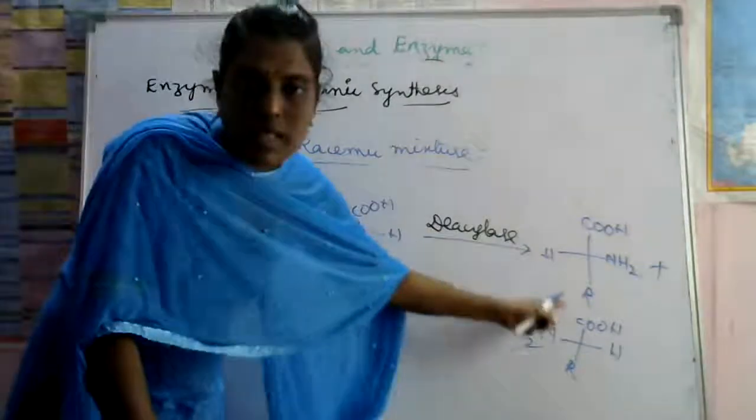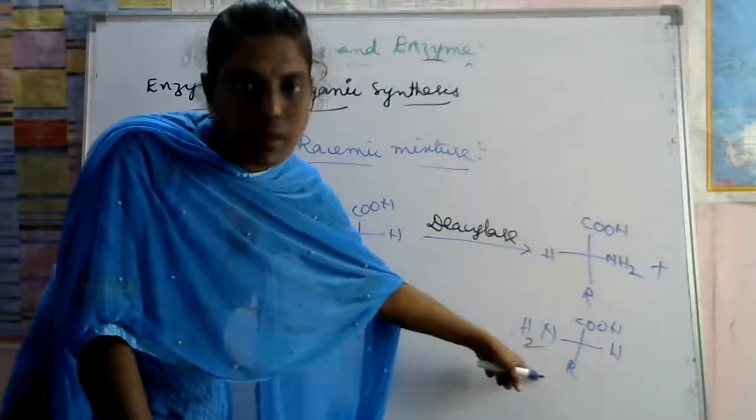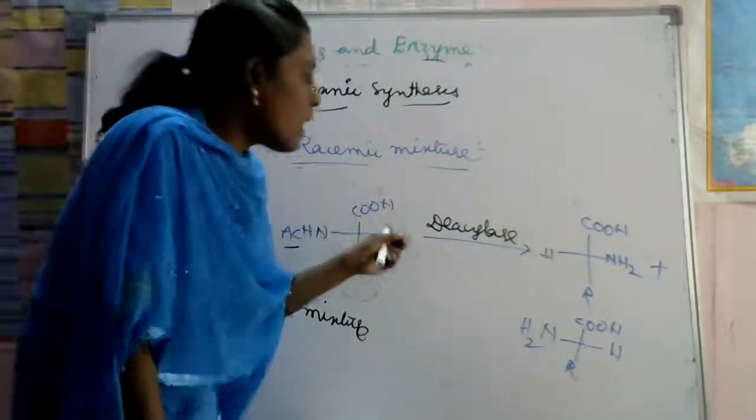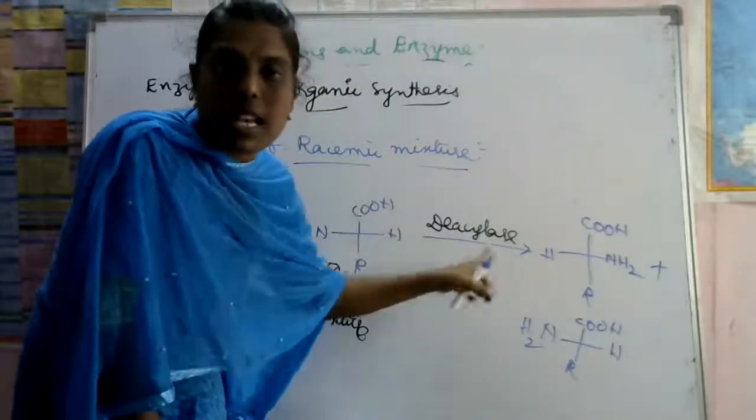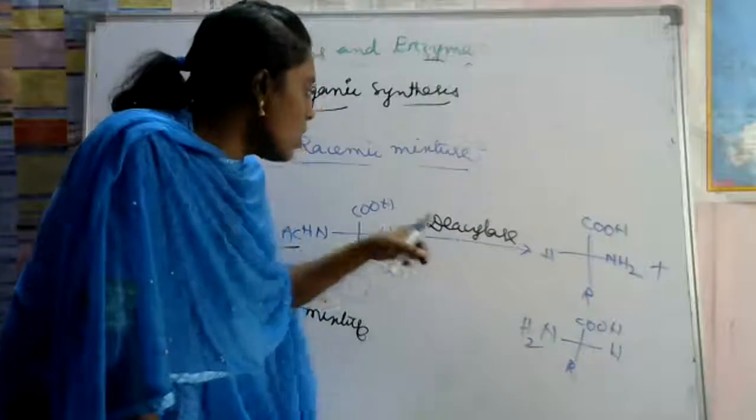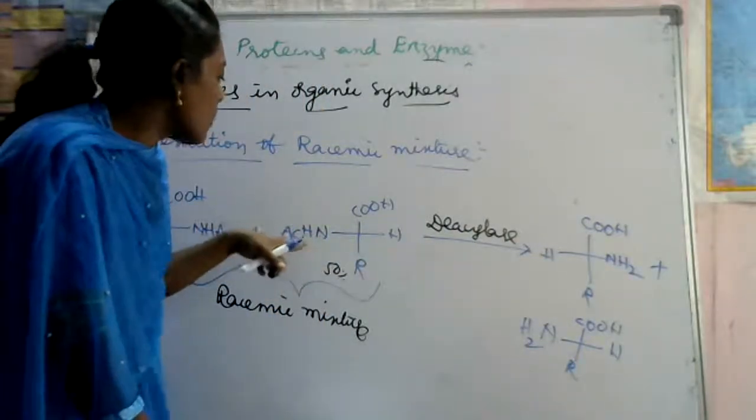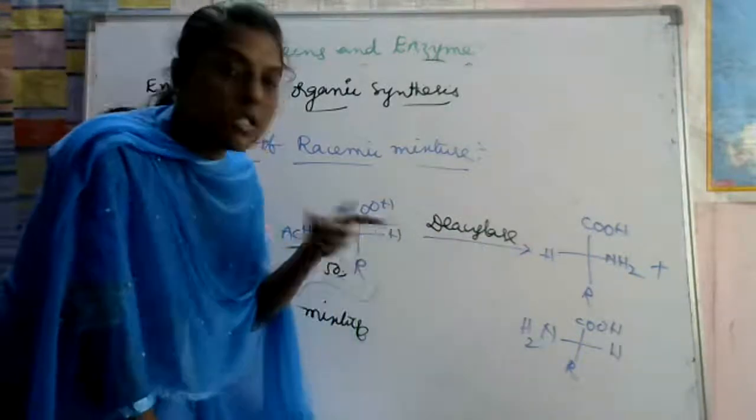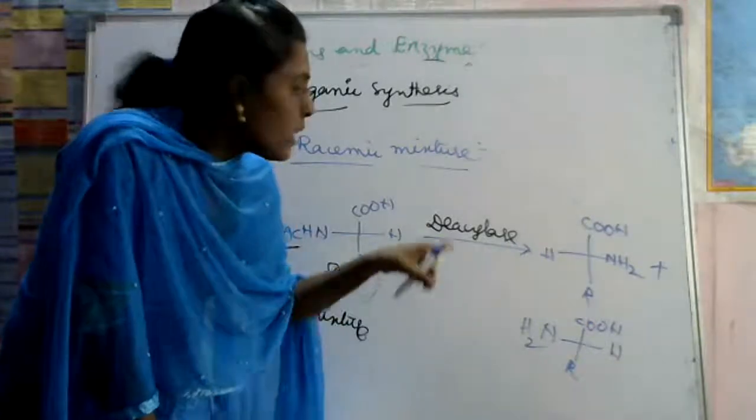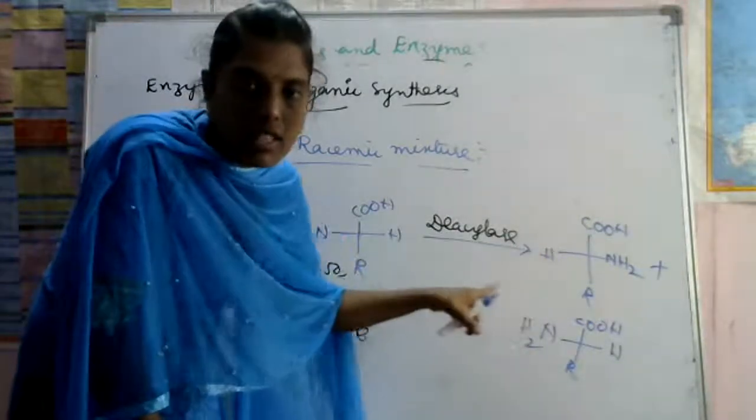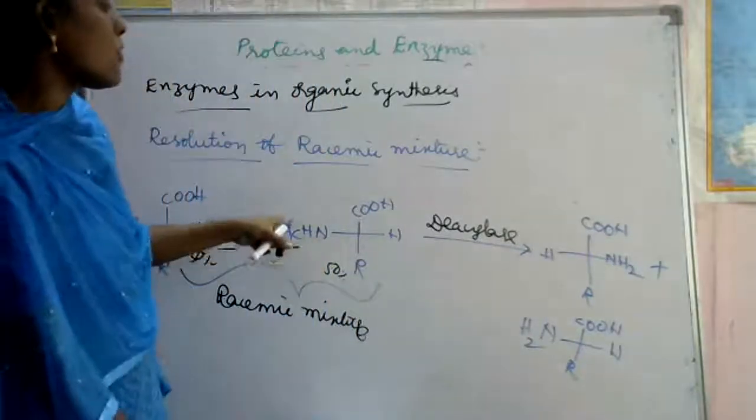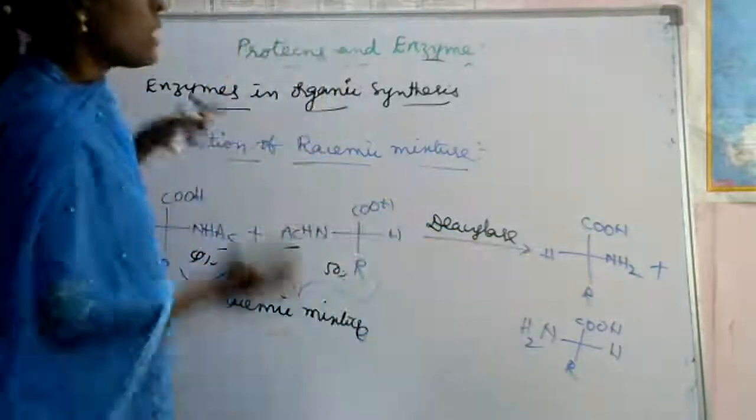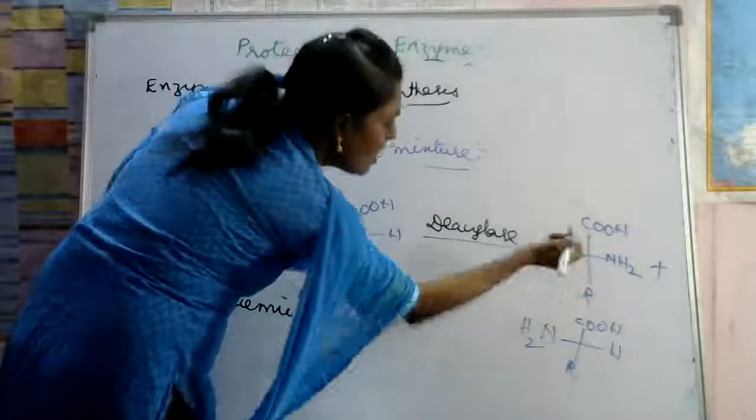So it will be 60 percentage and 40 percentage. If it is 50-50 percentage, then it is called a racemic mixture. By using the deacylase enzyme, which removes the acyl group from this N-acetyl group, D means removal of acyl group, and ACE means enzyme. The deacylase enzyme removes the acyl group and introduces the hydrogen, so we get back this amine.